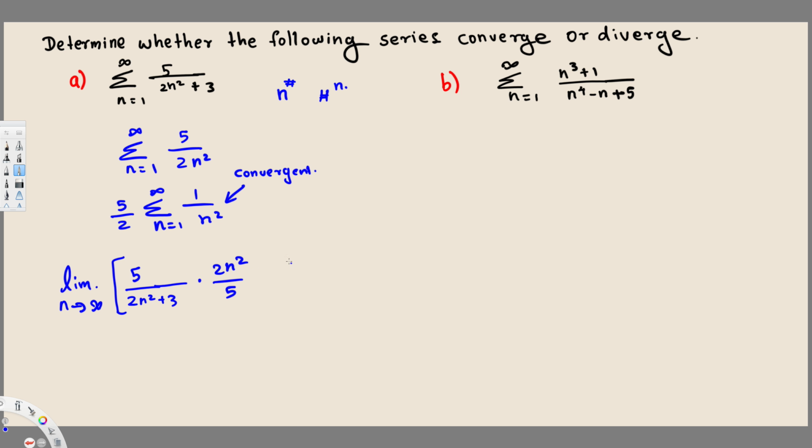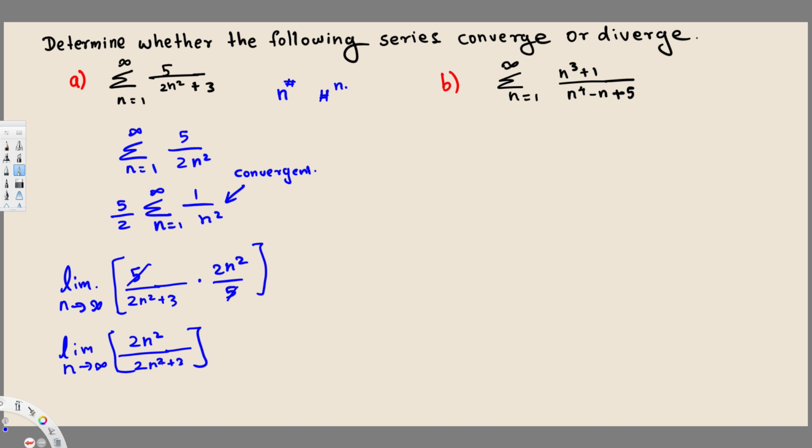And let's simplify this one. So 5 cancels, we are left with 2n square over 2n square plus 3, limit n approaches infinity. So here the concept is, if you take the limit and if we get a positive finite number, that means the numerator behaves the same as the denominator. If we find a positive finite number, both of them behave in the same way. So that's the concept.